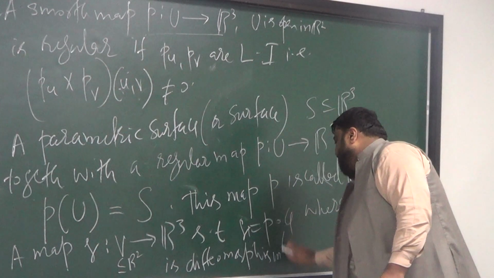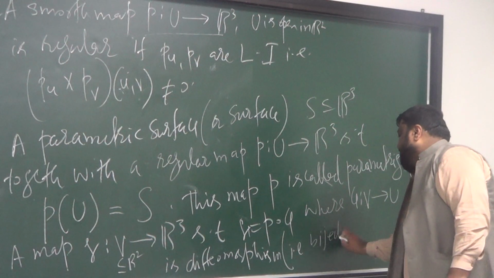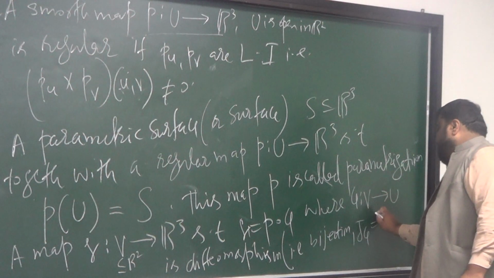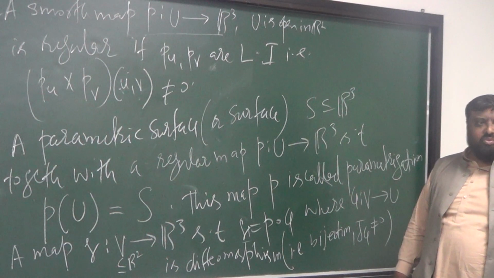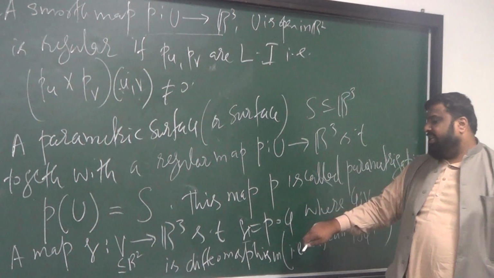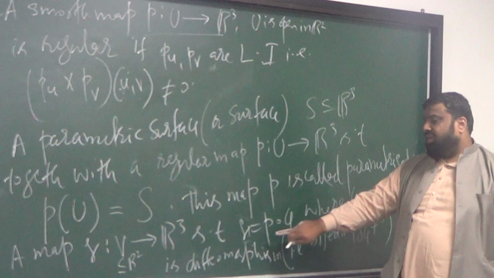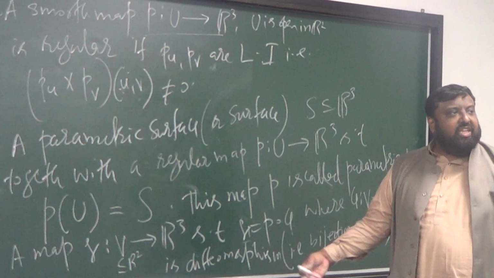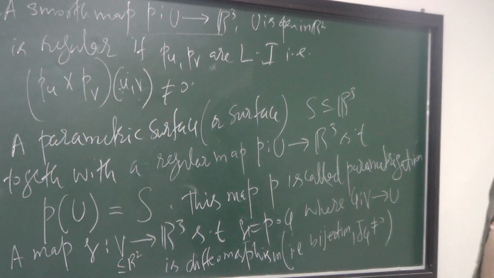And what was the definition of diffeomorphism? It is a bijection and its Jacobian is non-zero, that is, the determinant of the Jacobian is non-zero. Then such a map Q is called a reparametrization. You take a diffeomorphism and a parametrization. What is the good thing about reparametrizations? We already saw one interesting consequence: the vector QU cross QV is always a multiple of PU cross PV.